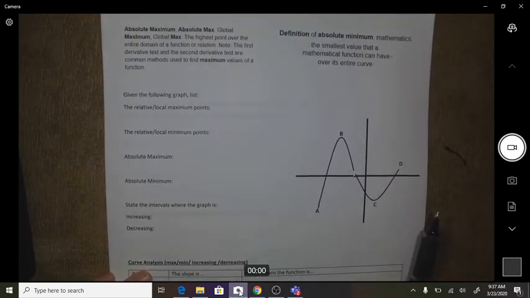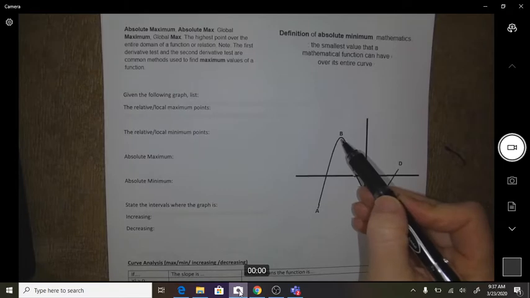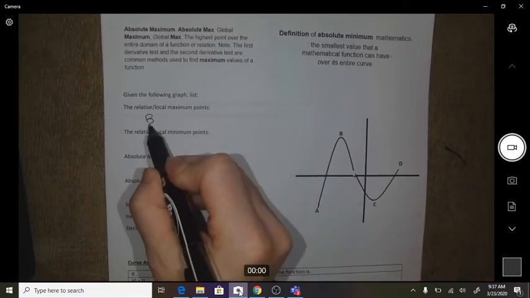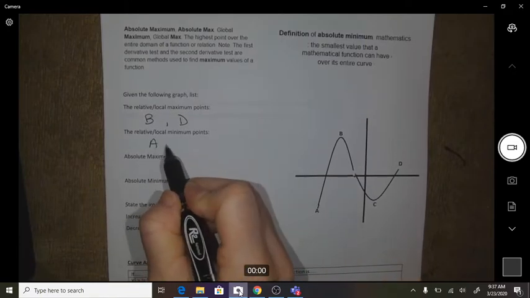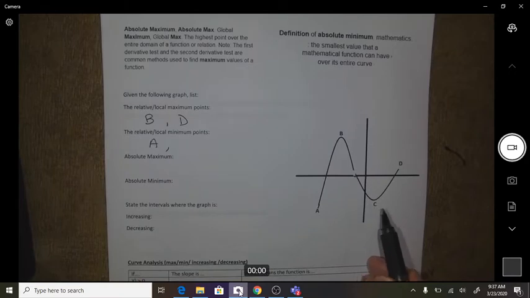Okay, so let's talk about on this graph which one would be a relative or local max. So B is higher than points that are around it, and D is also a point that would be higher than surrounding points. Local or relative min. So A is lower than points that are close to it, and C is lower in comparison to points around it.